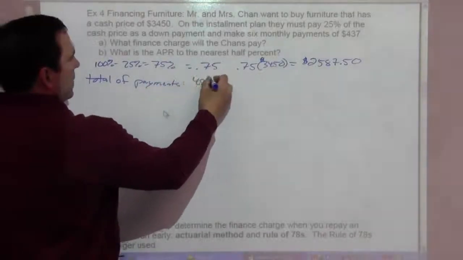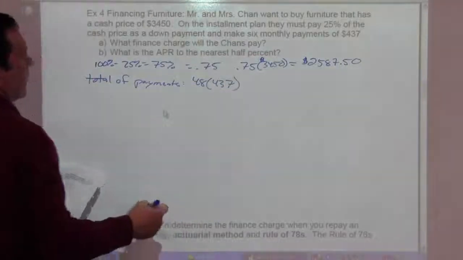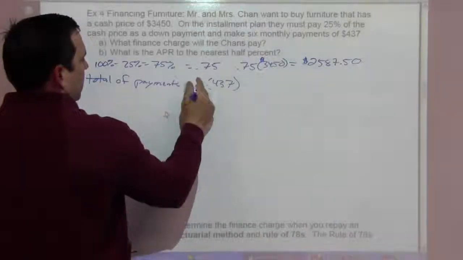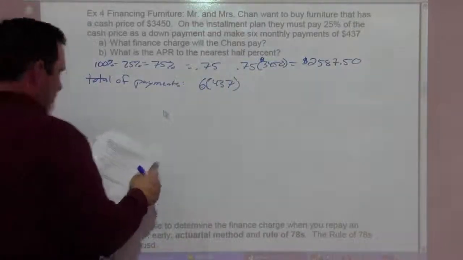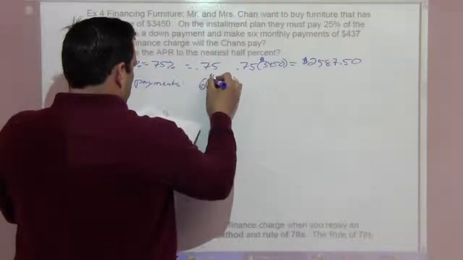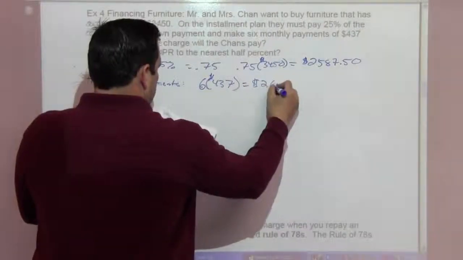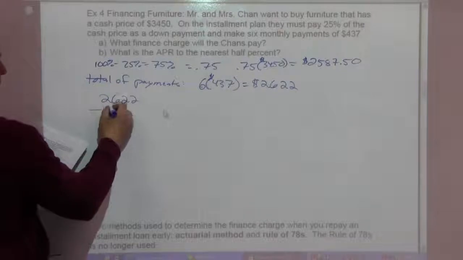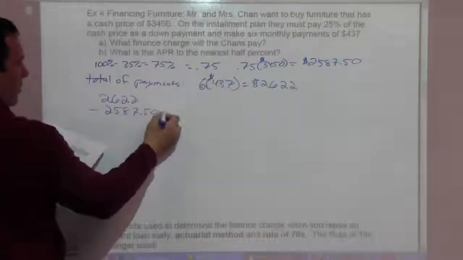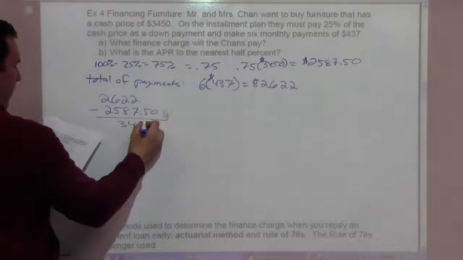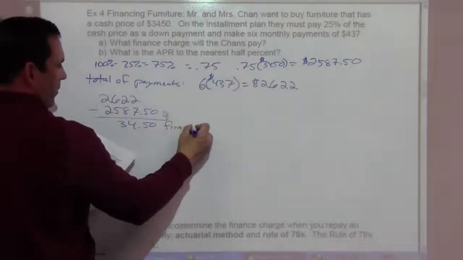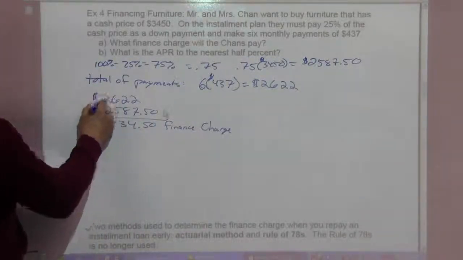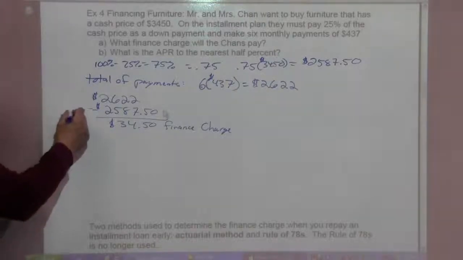Now our total of payments is going to be 48 times 437. No, I'm sorry, not 48. Six of these. 6 times 437 is going to be 2622. So 2622 subtract 2587.50. We get 34.50. So that's the finance charge.